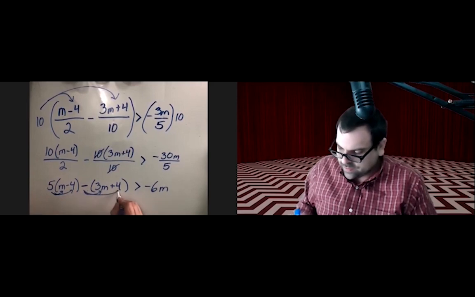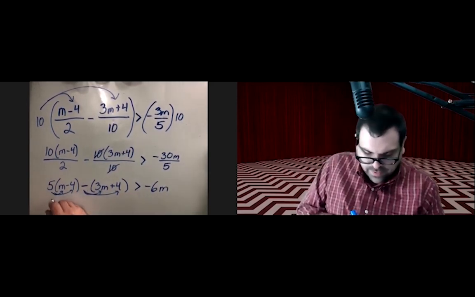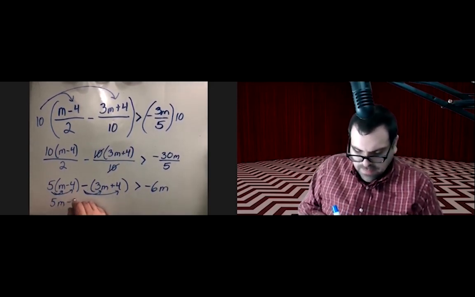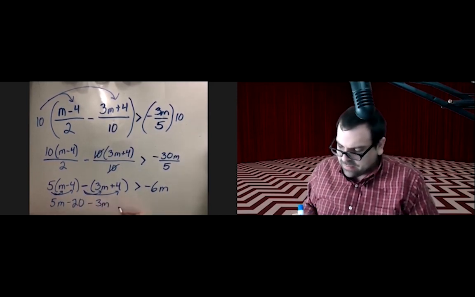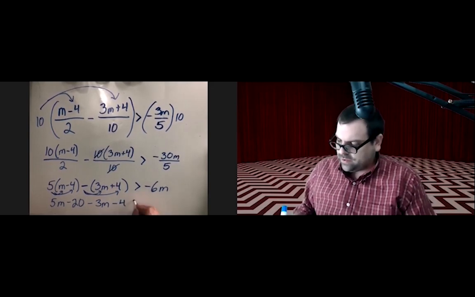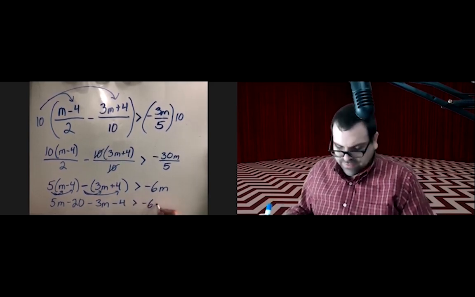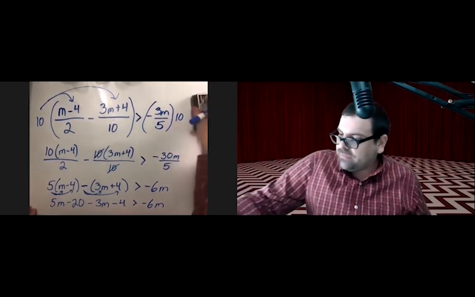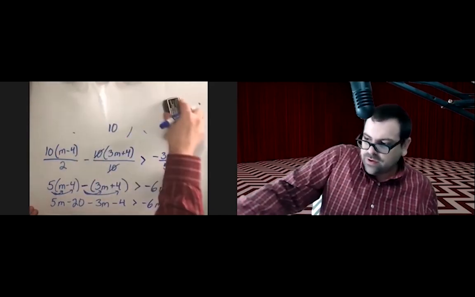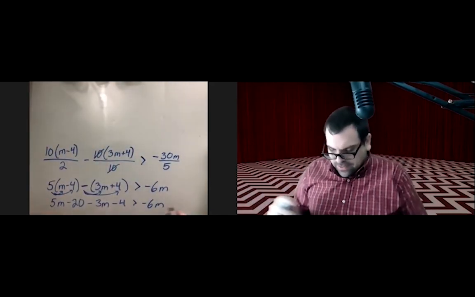Distribute. 5m minus 20 minus 3m minus 4 greater than negative 6m. I'm going to go ahead and erase the top of this problem to give myself more room to work for now.